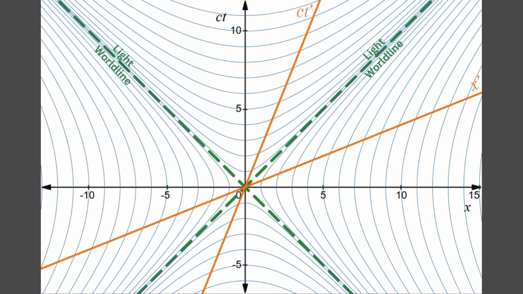We are in the xt frame, and we as observers stay on the t-axis always, and it's called our world line, while the moving observer stays always at the t-prime axis, and it's his own world line.